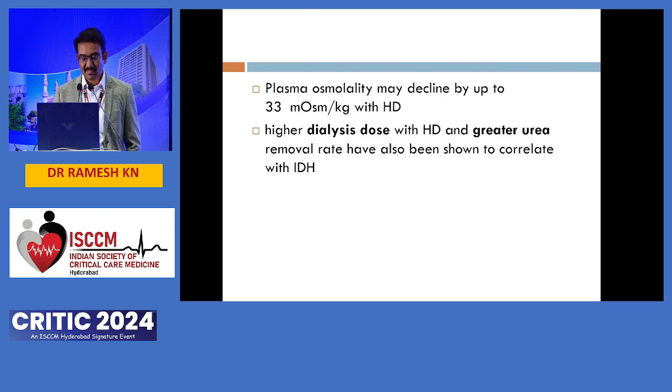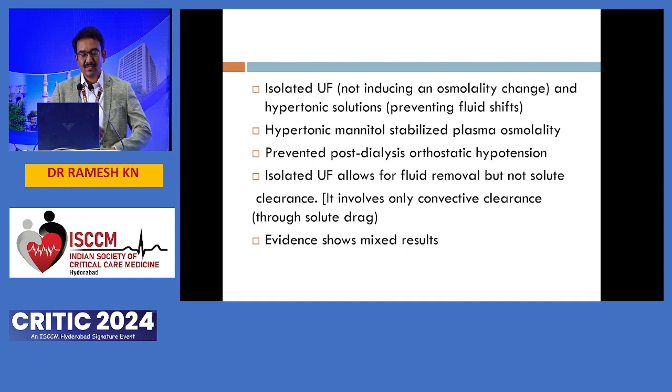So this can be prevented by reducing the osmotic shift and adjusting the clearance rate. The higher the dialysis dose or the higher the dialysis urea clearance, the more the chance of the patient going into intradialytic hypotension. Another concept is isolated ultrafiltration, in which only the fluid is cleared, not the solute, and the dialysate osmolality is increased by a solution such as mannitol.